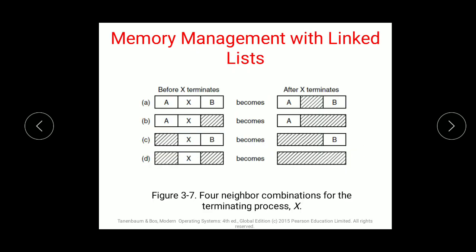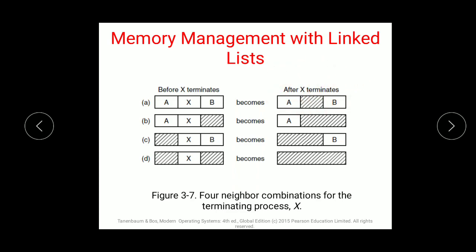Next is memory management with linked list. Linked list is another way of keeping track of memory, to maintain a linked list of allocated and free memory segments, where a segment either contains a process or is an empty hole between two processes. So here a process is there, or it terminates. Now we'll check how it is there.